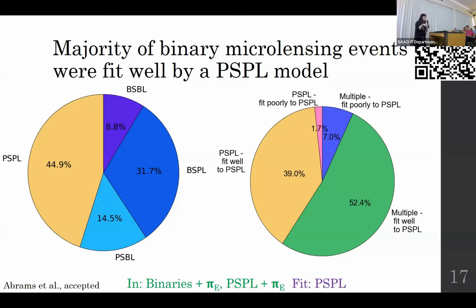So this is in this case PSPL with no parallax, and we found that about 7% were fit poorly to a PSPL model. We also found about 1.5% that were PSPL events fit poorly by a PSPL model, and this is for two reasons. One is if they had a very large parallax signal, and the other is if they were pretty faint with a lot of scatter and the fit just latched on to the wrong signature.